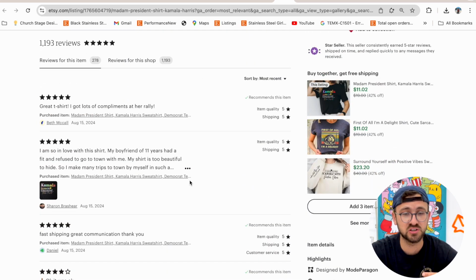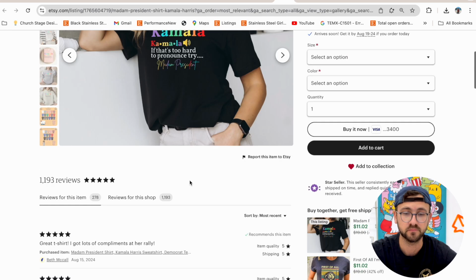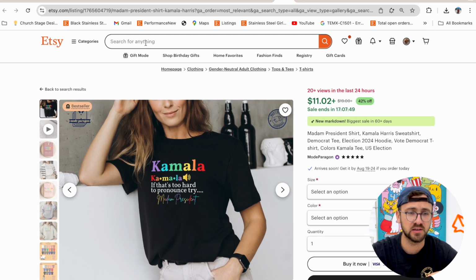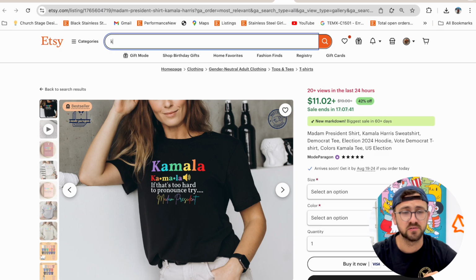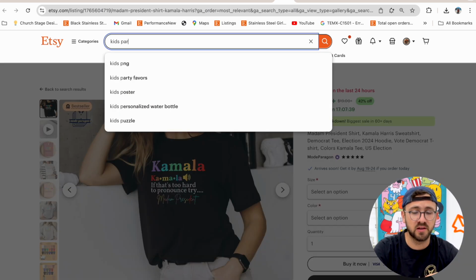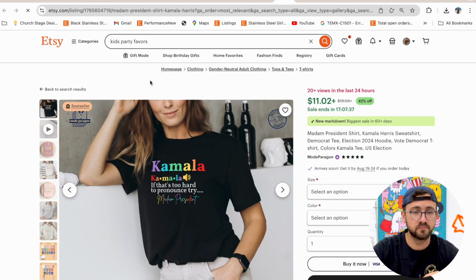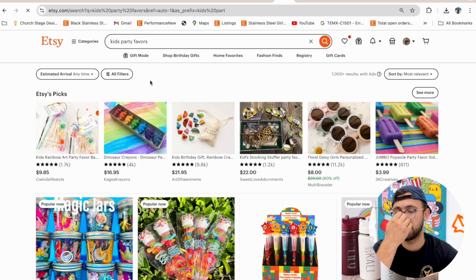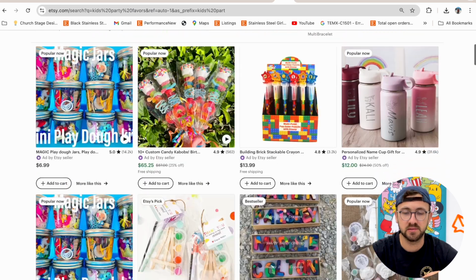So this is going to be the metric that we're going to be using, whether a product is selling well or not. So let's assume that we are in, just pick a niche. Let's just say kids party supplies, okay? So let's just do kids party supplies. Kids party favors, perfect. So we want to get into the kids party favors.